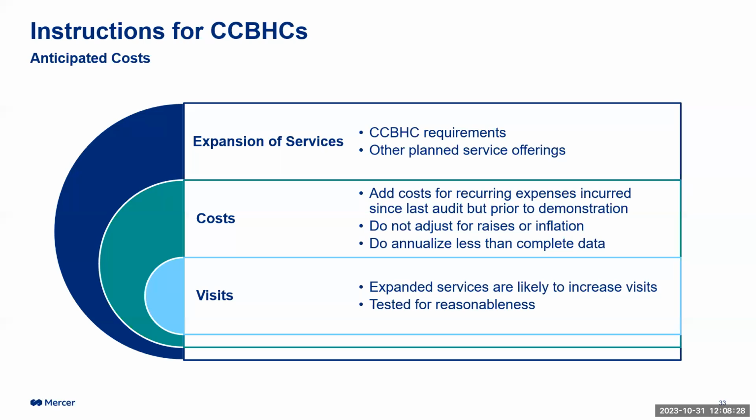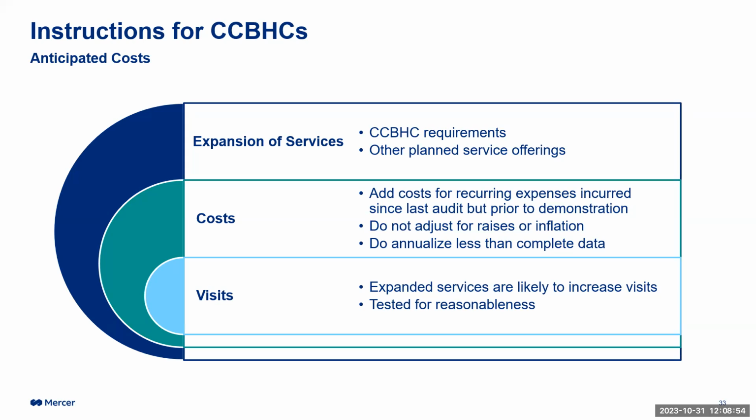And note that you want to annualize anything that's less than complete data. So we want to get an annual rate. Given the PPS rate is for a whole year period, we need to get the total cost of that period. To the extent you're annualizing expenditures, you need to also annualize any increase in visits.